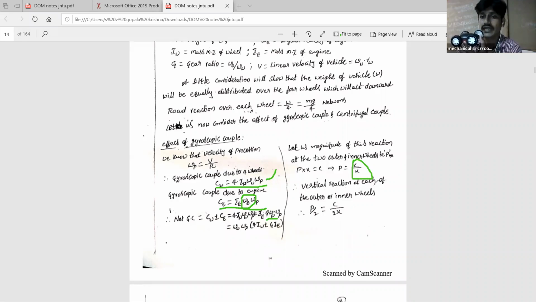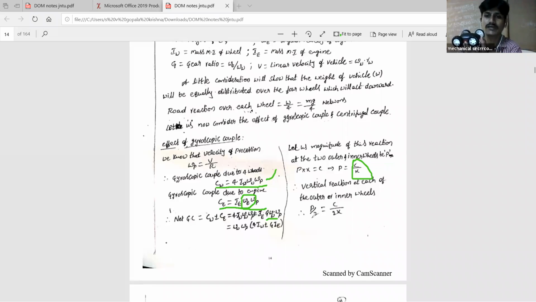Therefore, the vertical reaction at each of the outer or inner wheel: now you will find the reaction force of only one wheel. The two wheels together get P newtons, so for one wheel it is P by 2 newtons. P by 2 equals C by 2x, where C is the gyroscopic couple. So when you find the gyroscopic couple, you can simply find the reaction force also.